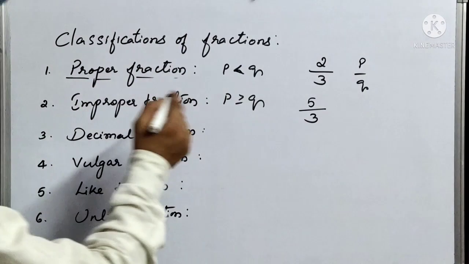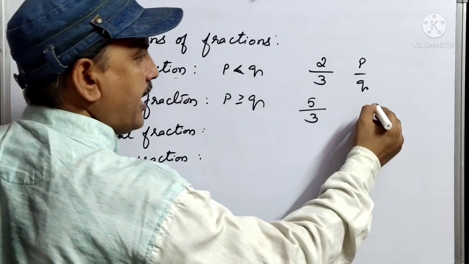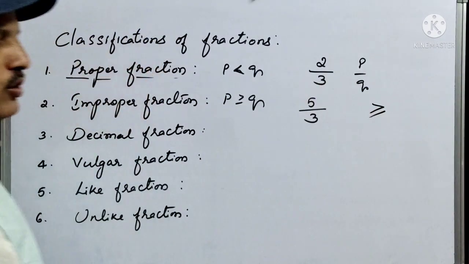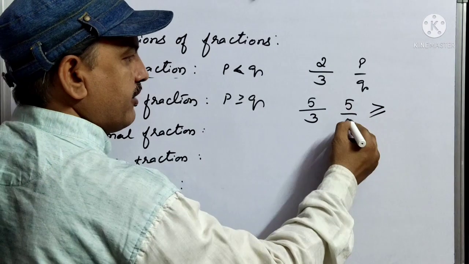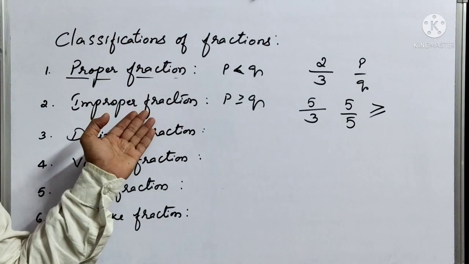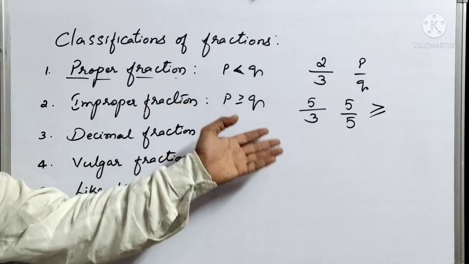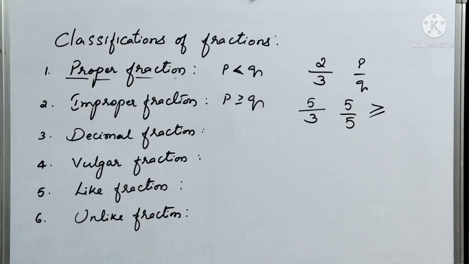Is it clear? And here I gave you one symbol also. This symbol is called greater than or equal to. That means we can write even 5 by 5, and 5 by 5 is also an improper fraction. Okay, greater than or equal to. Is it clear, children?